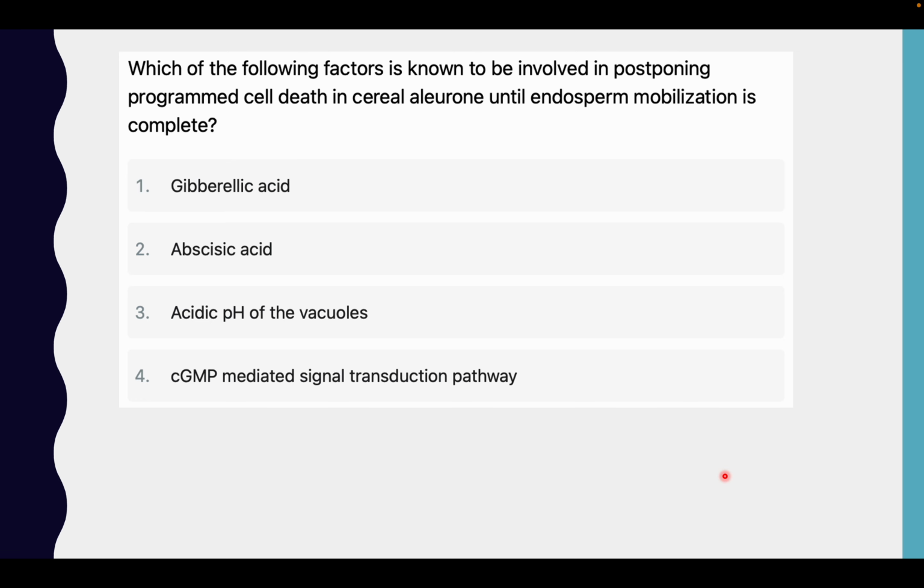Is it gibberellic acid, abscisic acid, acidic pH of the vacuole, or cGMP mediated signal transduction pathway? Screen is visible, right?